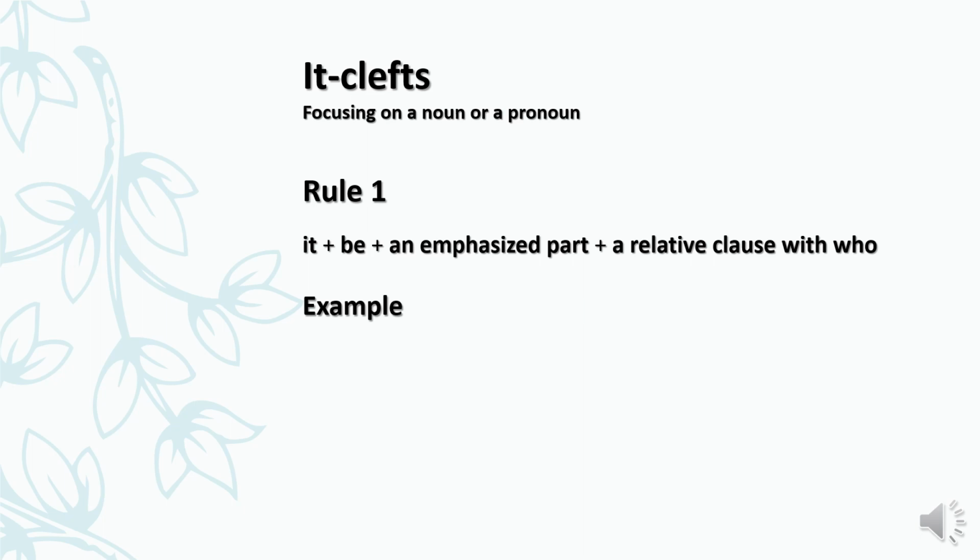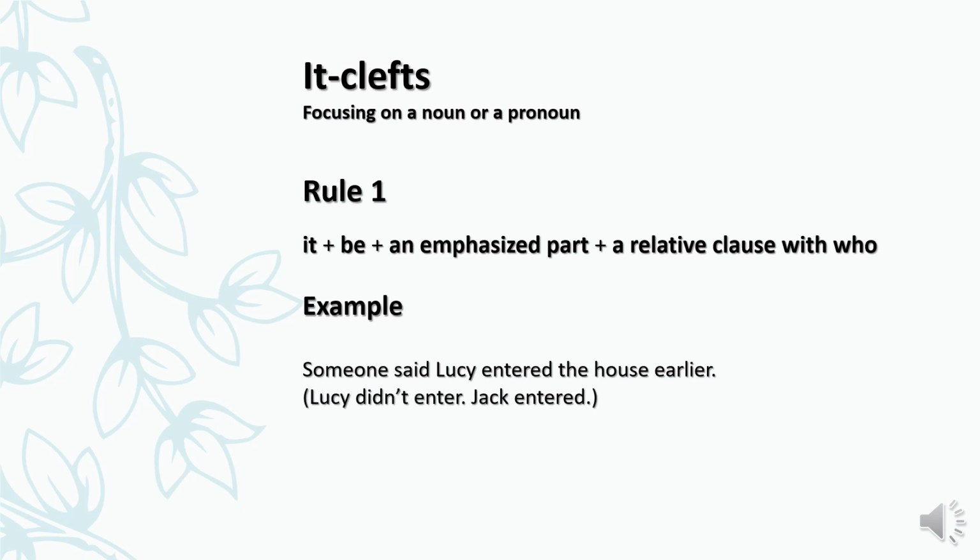Let us take this example. Someone said Lucy entered the house earlier. Here I want to say that Lucy didn't enter, Jack entered. So the answer will be no. It wasn't Lucy who entered the house, it was Jack. In this example, we focus on the noun Lucy and we put the relative clause with who and then complete the rest of the sentence.